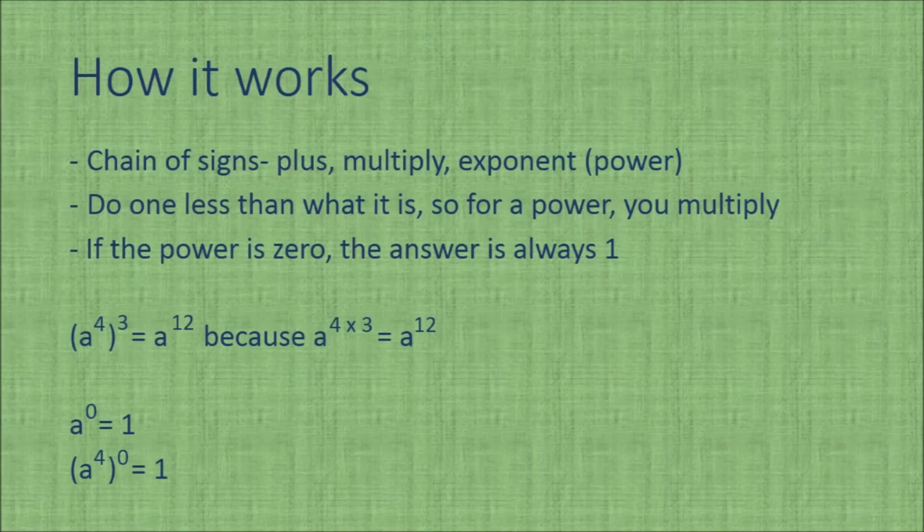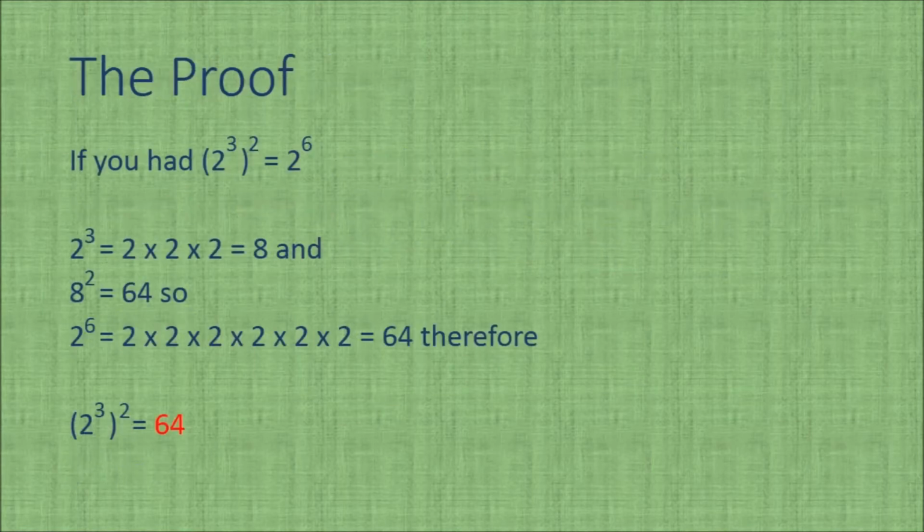And here's some examples of a 0 power. If a is to the 0, it's going to equal 1 no matter what a is, and if you have a to the 4th to the 0, you're still going to get 1. There's two ways of looking at this. One way is just because it's to the 0 power, so you're going to get 1. And then if you multiplied 4 times 0, you'd get 0, and so a to the 0 is 1 as well.